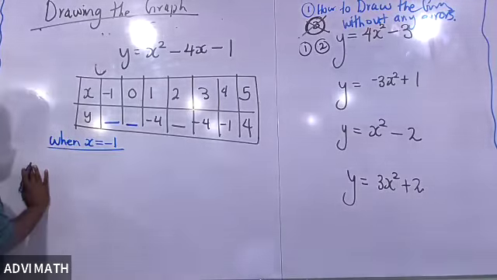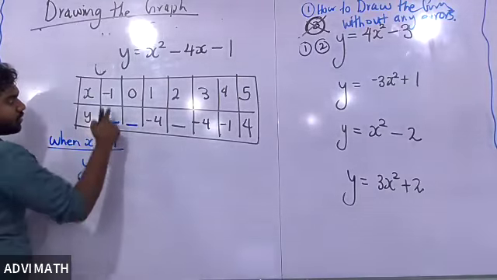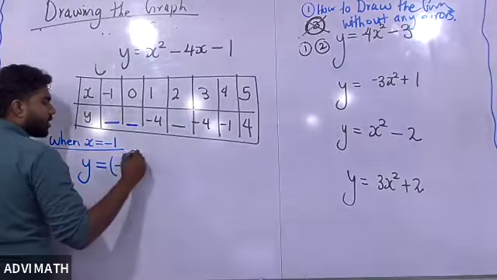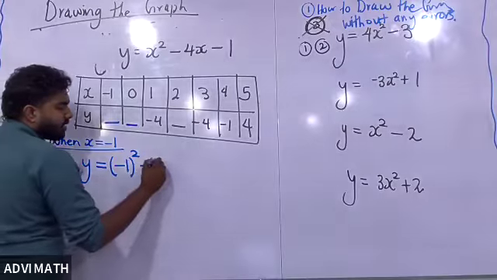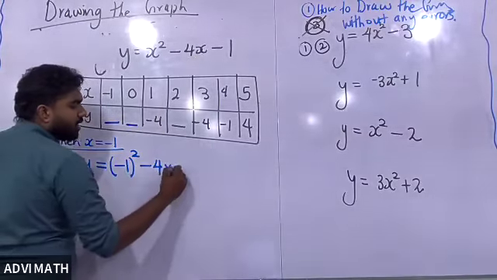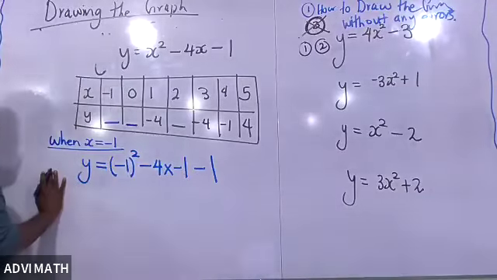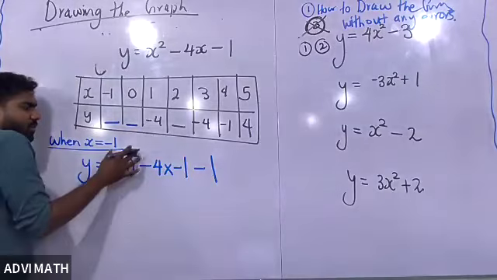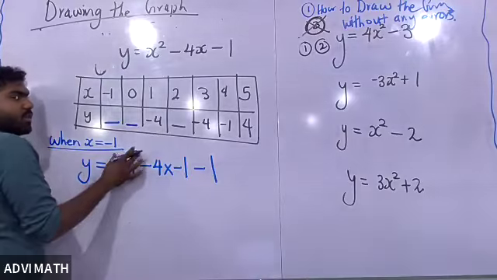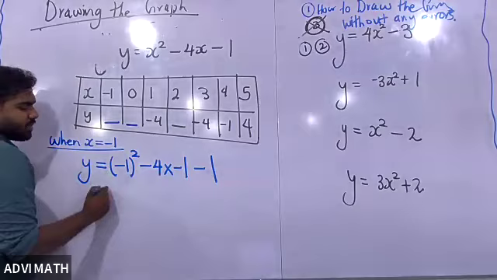Look at the board. What is the equation? Y is equal to x squared minus 4x minus 1. When x is minus 1, y equals minus 1 whole thing squared, minus 4 times the value of x, minus 1 multiplied by minus 1, and then I have another minus 1. Now don't confuse. Minus 1 whole thing squared, what is the answer? Plus 1, not minus 1? Minus 1 whole thing squared is plus 1.